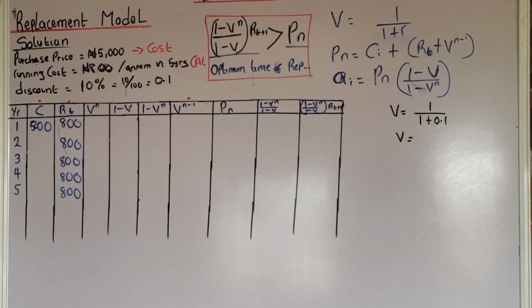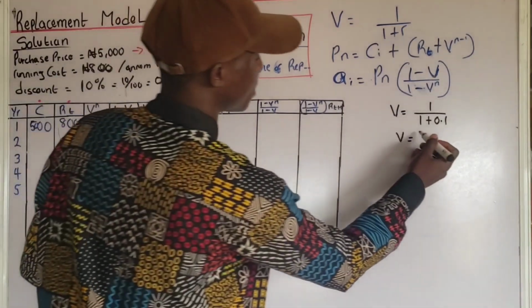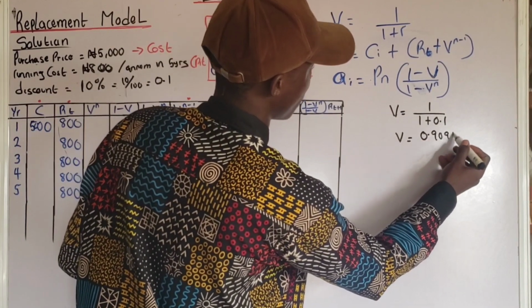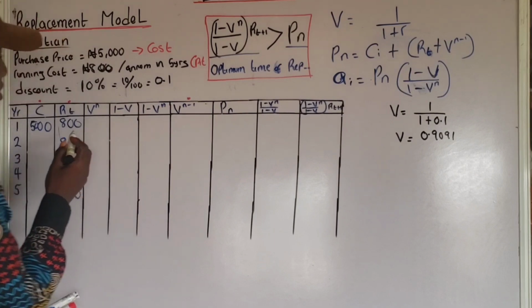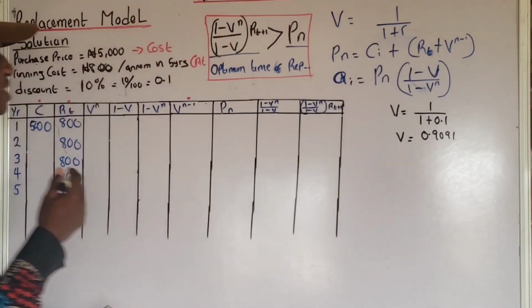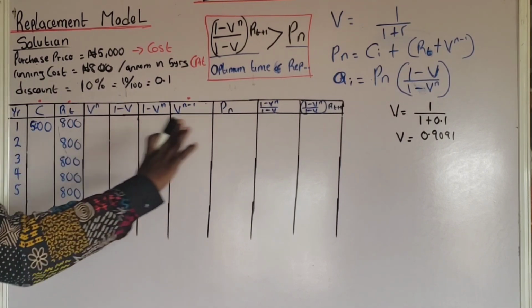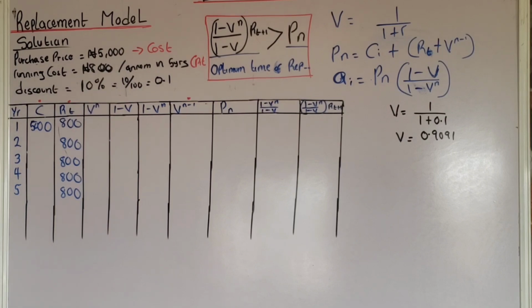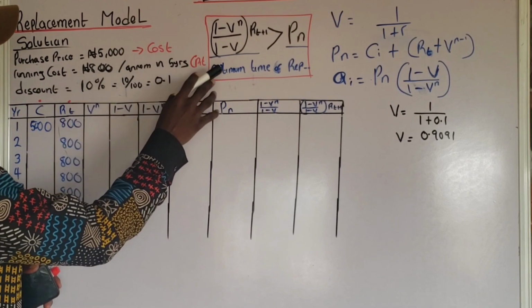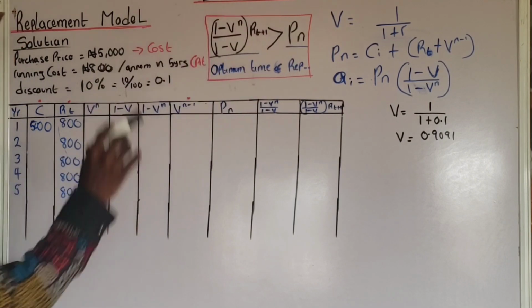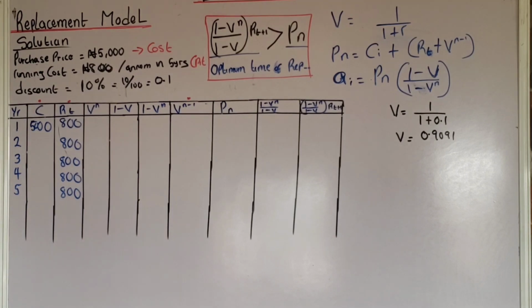That will be 0.9091. So here I'm going to have 0.9091. Okay. So the value of v is 0.9091. So having determined the value of v, please pay attention. What I'm doing right now is that I want to complete this table, you understand? Because the goal is to determine the year where this is greater than this, you understand? So I want to complete the table.